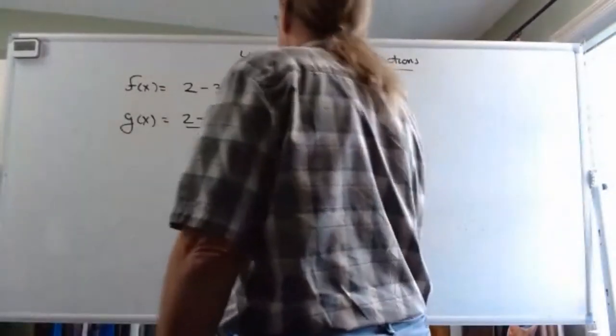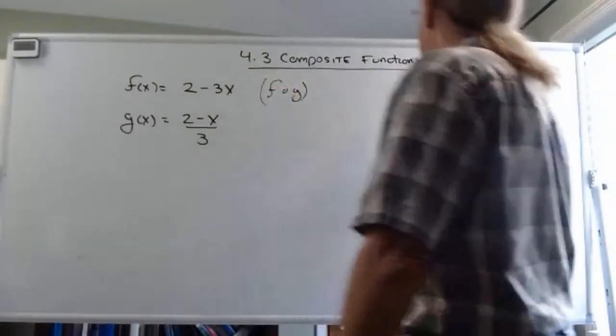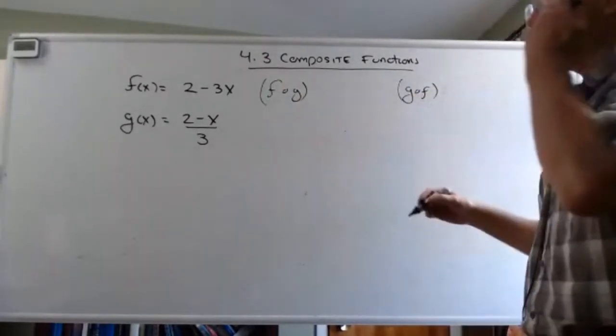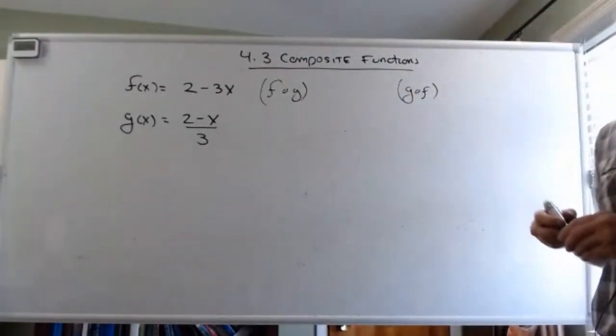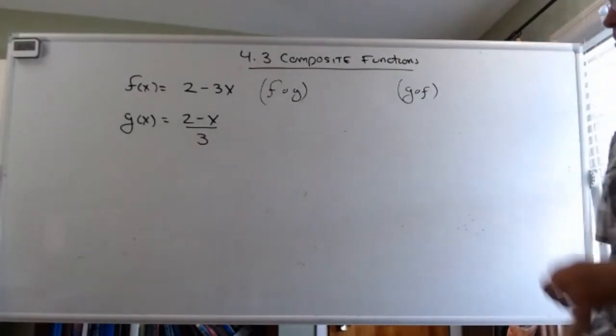Try to do the compositions of those two functions. F composed with G and G composed with F. Notice I'm not writing the explicit functional dependence. It's a shorthand way of writing it. Math is a science of laziness, so.